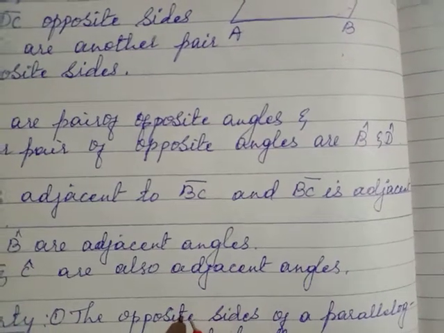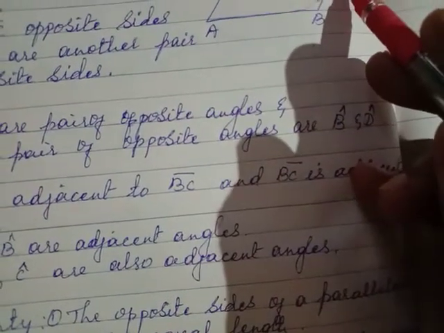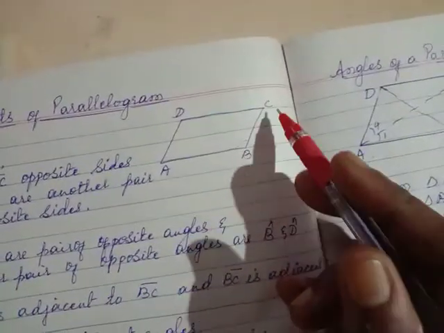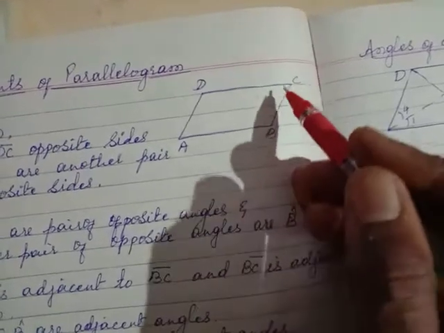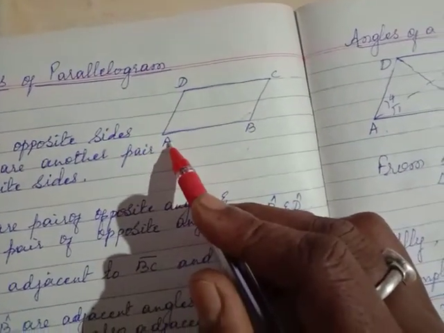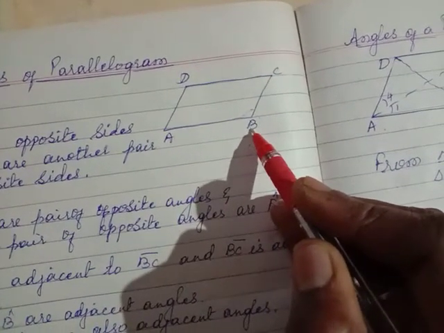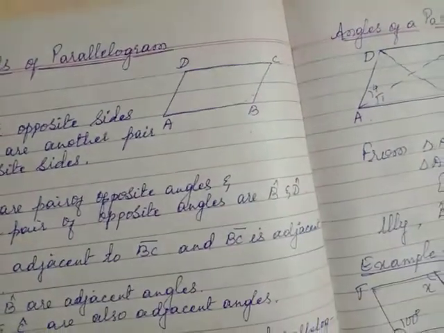So then angle A and angle B are adjacent angles. Angle B and angle C are adjacent angles. Angle C and angle D are adjacent angles. Angle D and angle A are adjacent angles. Now these are the elements of parallelogram.